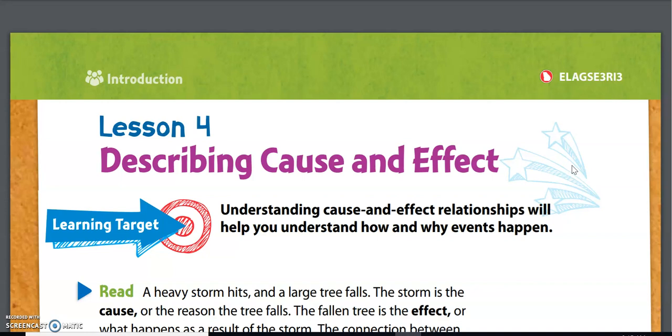Now, let's make it kid friendly. Our I can statement for the week and for today is I can define and use language related to cause and effect. So let's get started. So in your packet, you will see it under lesson 4, describing cause and effect.